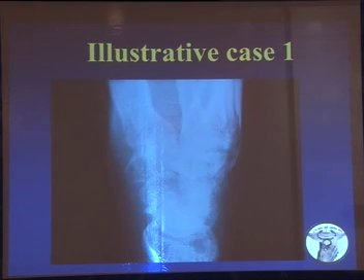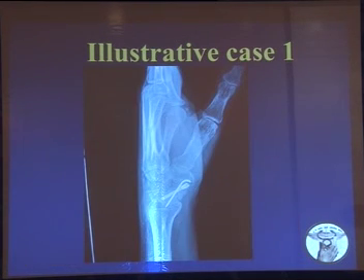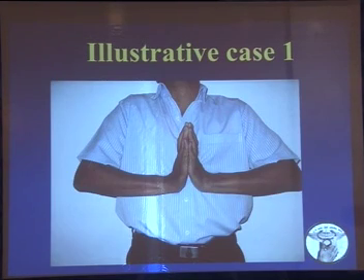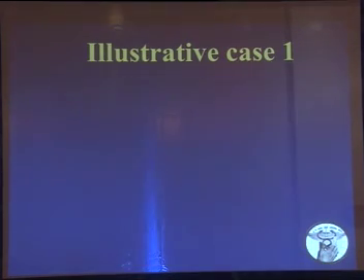So now we have treated the patient by putting in a bone graft and a Herbert screw, and we have repaired the dorsal scapholunate ligament. And after the surgery, you can see that the range of movement is completely normal, near normal.